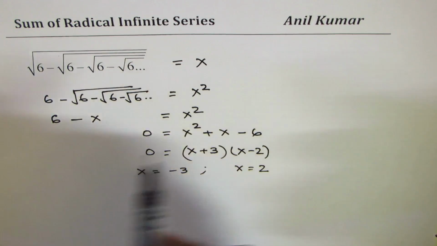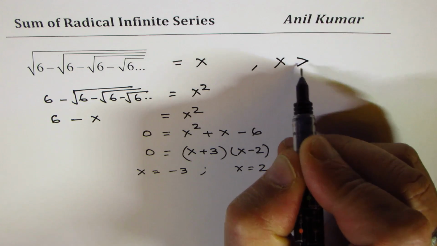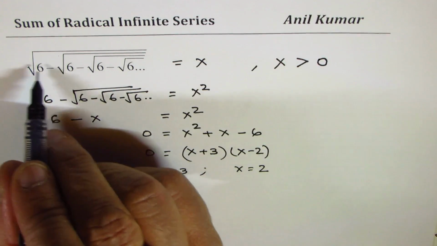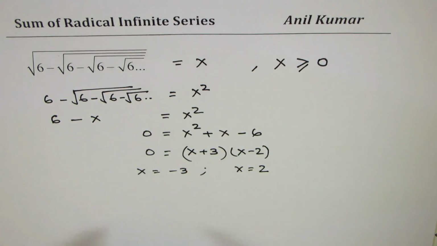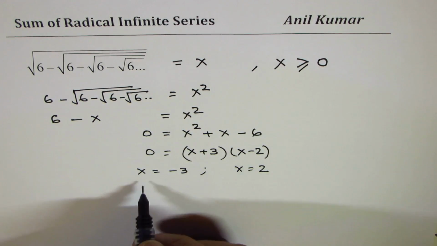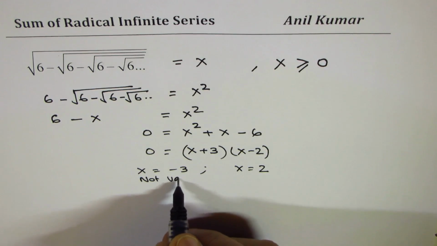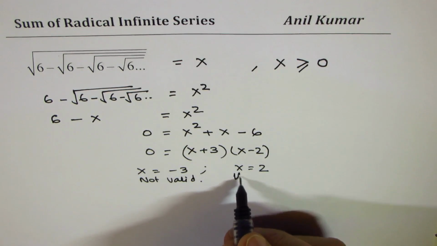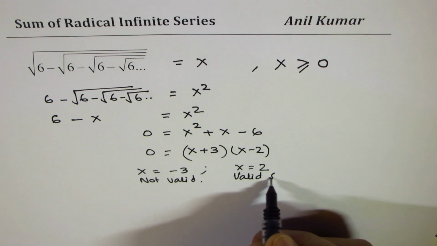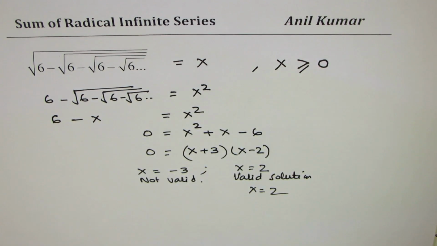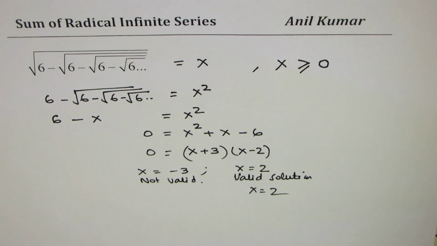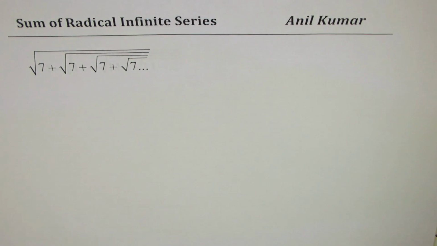For all radicals like this, we know that x has to be greater than 0, right? It has to be a positive value. It could be equal to 0 also, but it cannot be negative. And therefore, this is not valid. So the only valid solution is x equals 2, correct? So that is how you can get the answer within no time. But at least you are doing the right method. And this method always helps.